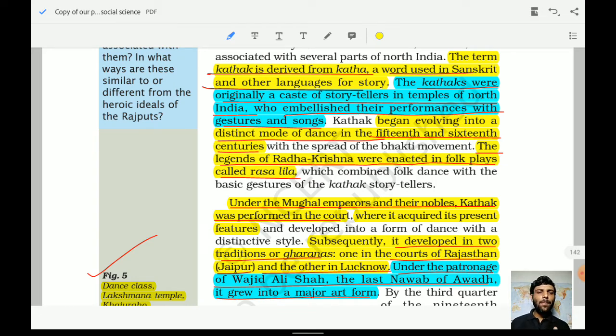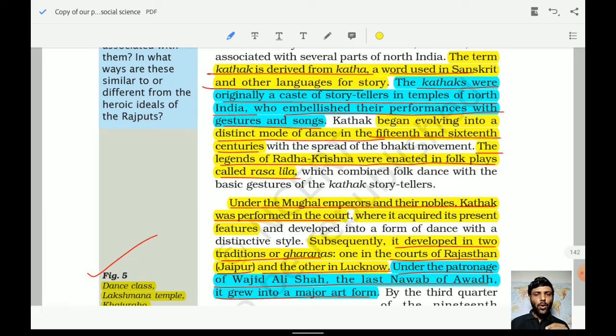Under the Mughal emperor and their nobles, Kathak was performed in their court, where it acquired its present features. Subsequently, it developed into two traditions or gharanas. One in the court of Rajasthan, which is called the Jaipur Gharana, whereas the other is the Lucknow Gharana. So remember these two prominent houses. One is the Jaipur Gharana, the second is the Lucknow Gharana. These are the courts as well.